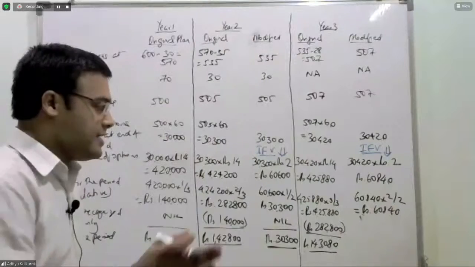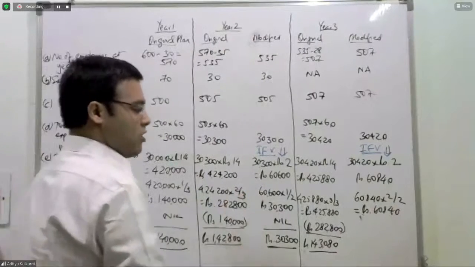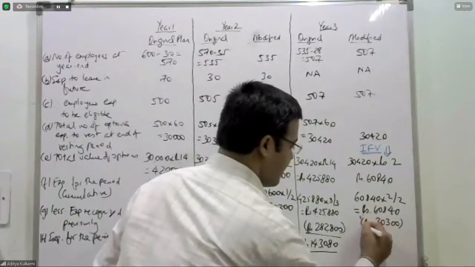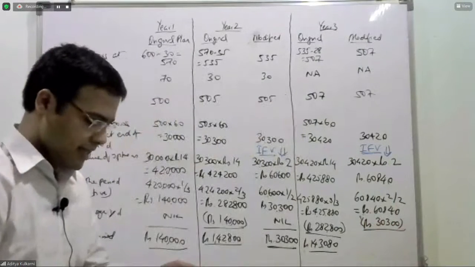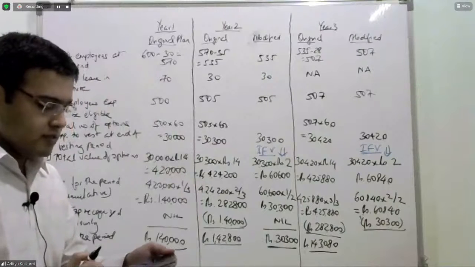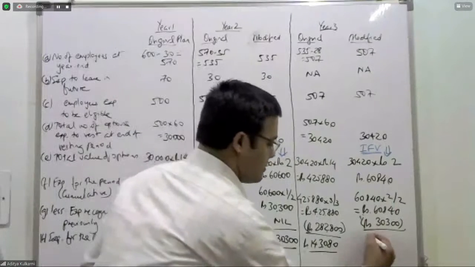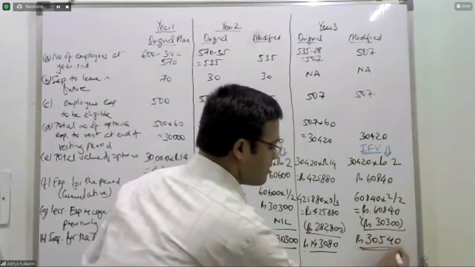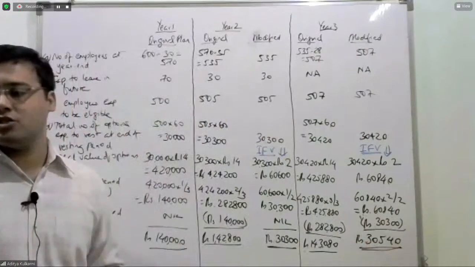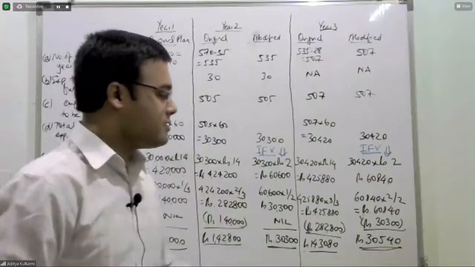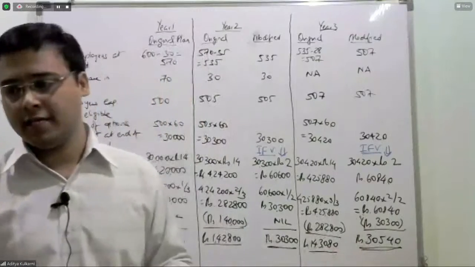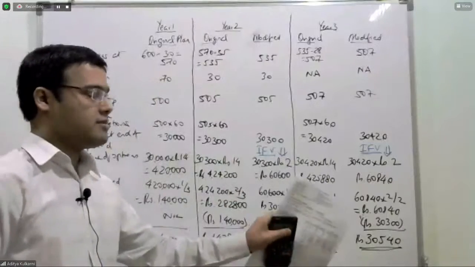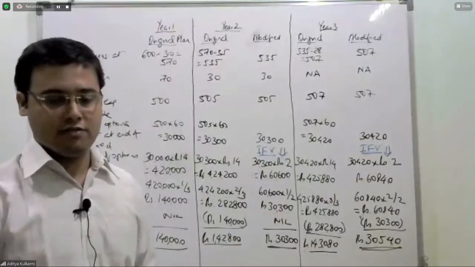What is recognized earlier in respect of modification? Rupees 30,300. So 60,840 minus 30,300. The expense to be recorded for the third year with reference to the modification is 30,540. It is 30,540. So this is how you will do the modification.